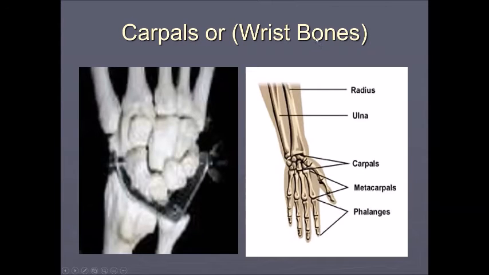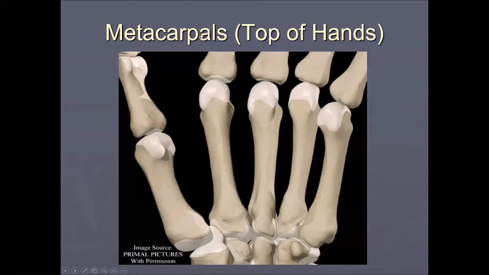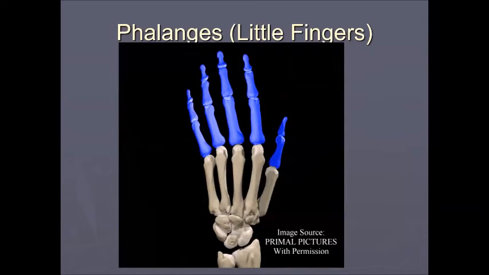Okay, so the carpals, the common name for that is wrist bones. The metacarpals, like I said, is the top part of your hand. So that's before you get to your fingers. Okay, and like we said, the phalanges, that refers to your actual fingers.